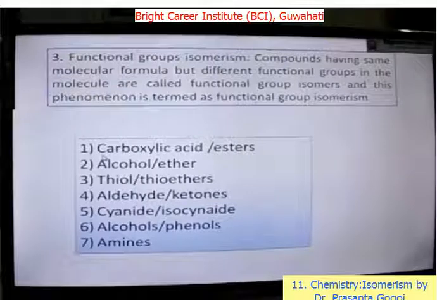First one is carboxylic acid versus esters. Second one is alcohol versus ethers. Next one is thiol versus thioethers. Number 4, aldehyde versus ketones. Number 5, cyanide versus isocyanide. Number 6, alcohol versus phenol. Number 7, amines.